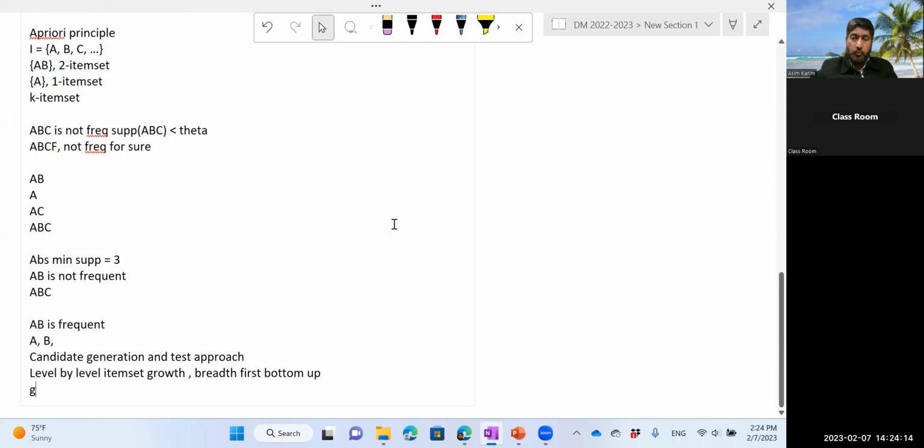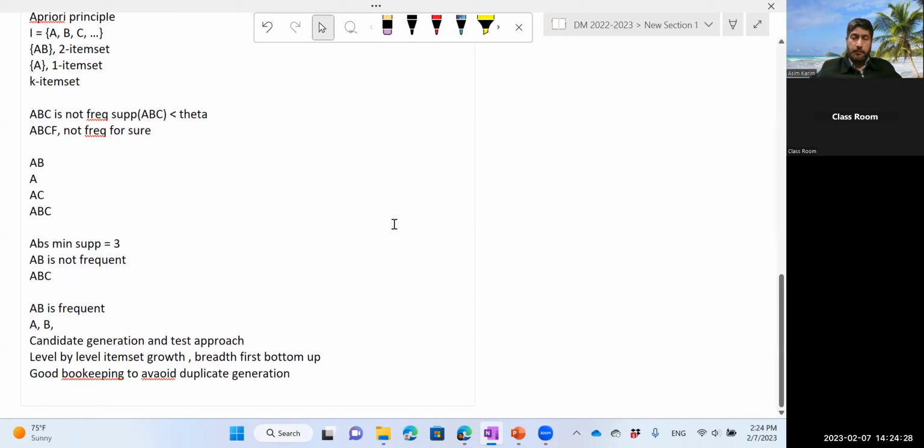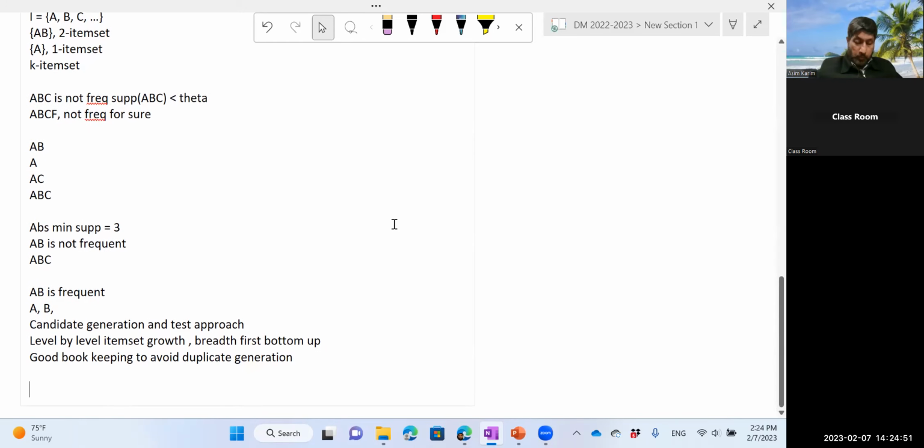And finally, it uses good bookkeeping to avoid duplicate generation. So these are some of the ideas in this algorithm. All right, so let me go to a simple example that is given in the slides also.